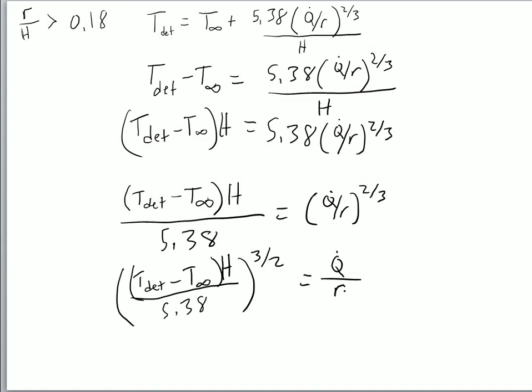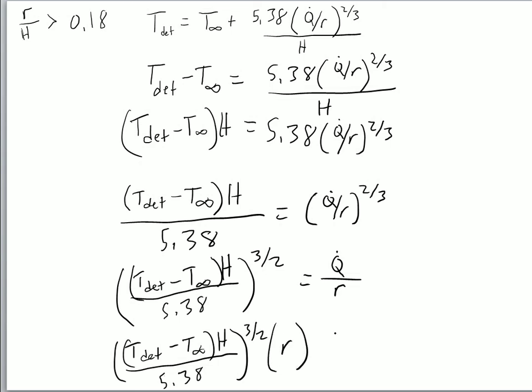And then we're just going to multiply R across. So we'll have what we have on this other side, temperature of the detector minus T infinity, that quantity multiplied by H divided by 5.38. That whole quantity raised to the 3/2 power multiplied by R, and that's equal to Q dot. So this is what we're interested in if we're farther away from the center line, if our R over H value is greater than 0.18.